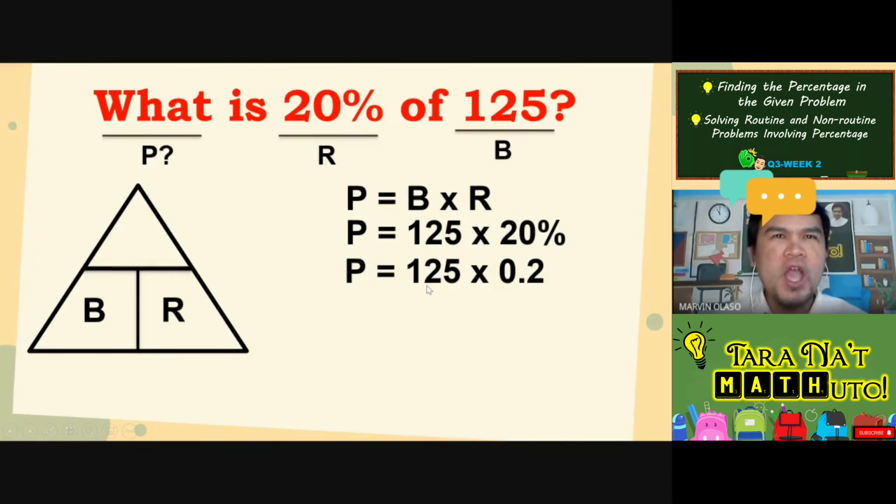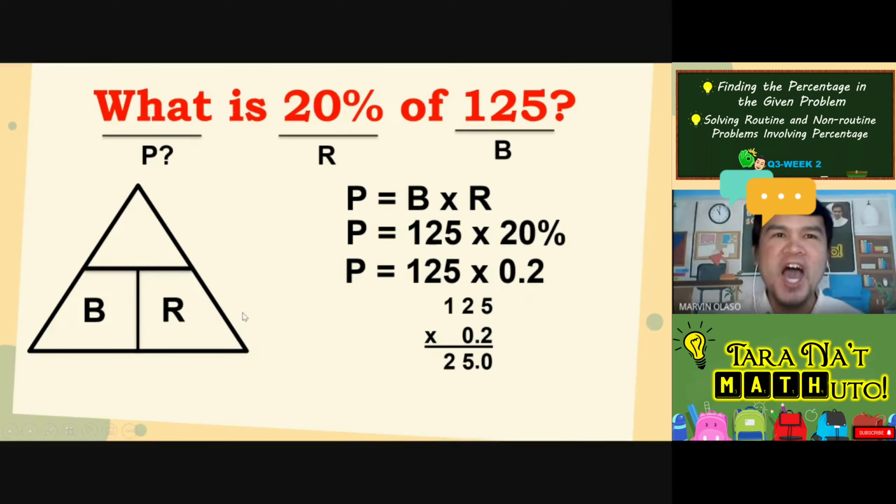Let us now multiply 125 times 0.2 or 2 tenths. Again, balikan ulit natin kung paano mag-multiply ng decimal number. Just ignore the decimal point. We are just multiplying 125 times 2, which is equal to 250. Then, meron na tayong decimal point dyan. Let us also put the decimal point one place, starting from the right, going to the left. So we will now put between 5 and 0.